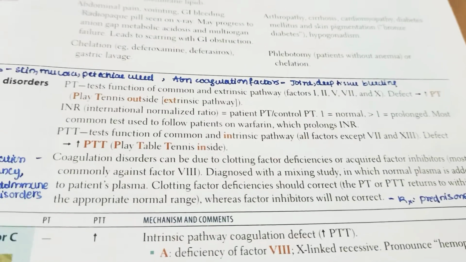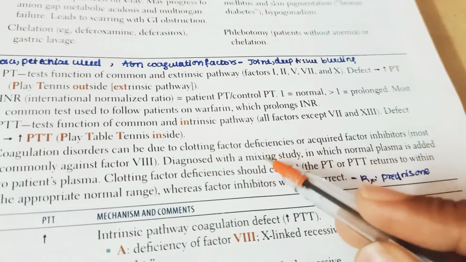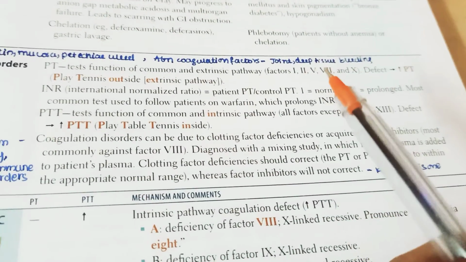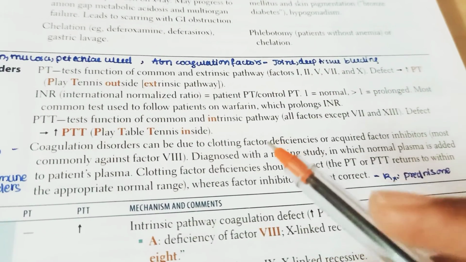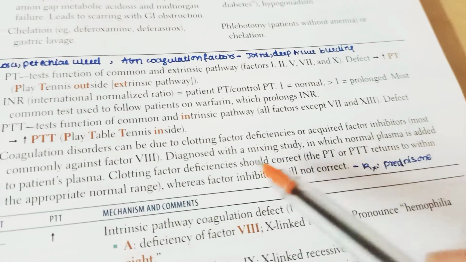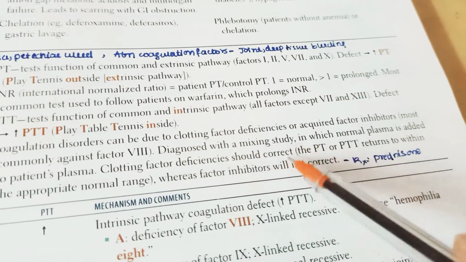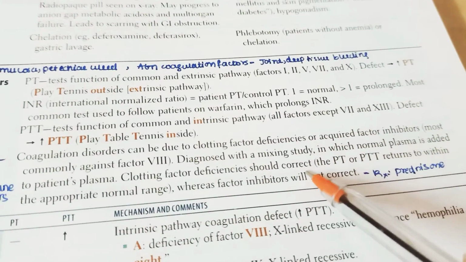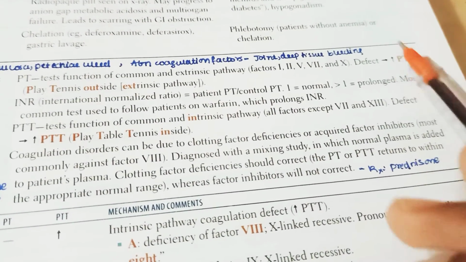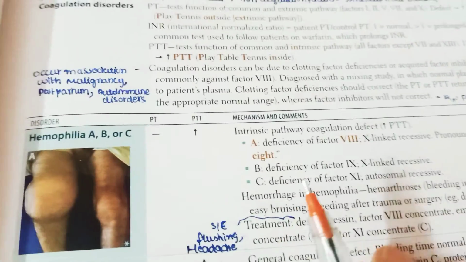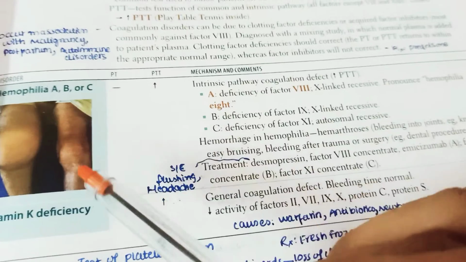Actually, what we do in this mixing study is add normal plasma to the patient's plasma, which lacks some factors. If we add both, after some time it should become normal. If normal plasma is added to the patient's and the clotting factor deficiency is corrected, then you can say it's a coagulation factor deficiency. If it is not getting corrected, it means there are antibodies against the factors, so they are inhibiting them and it does not correct.